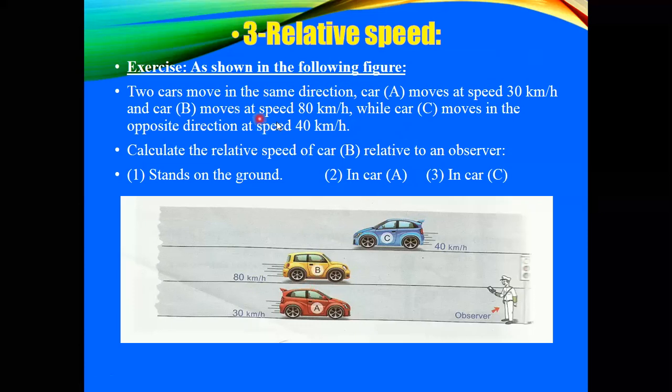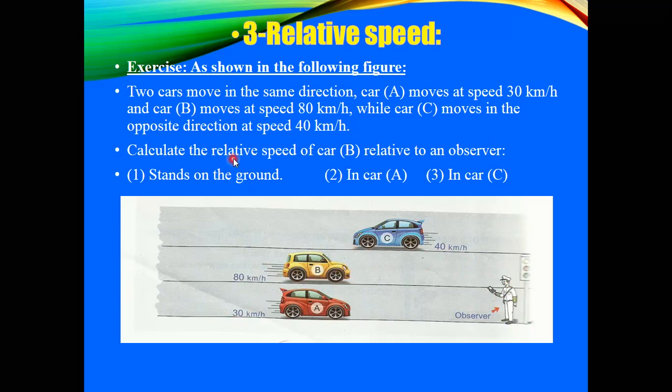Here is an example that can explain the relative speed in a simple way. We have three cars here. Car A moves in this direction, to the east, at 30 kilometers per hour. Car B at 80 kilometers per hour, and car C in the opposite direction at 40 kilometers per hour. And here is someone called the observer. The observer is the one we can measure the relative speed for any moving object relative to. But it also depends on the position of the observer.